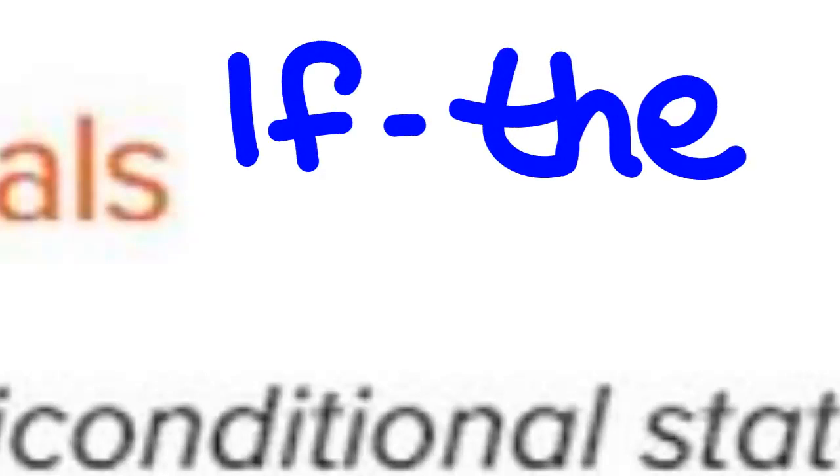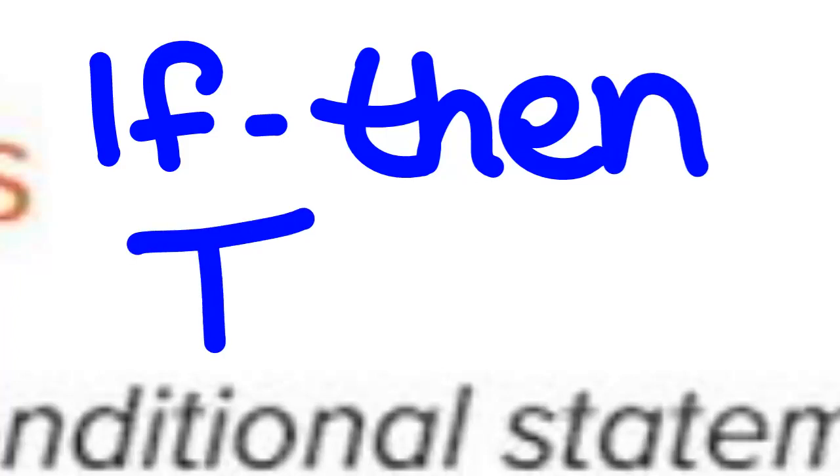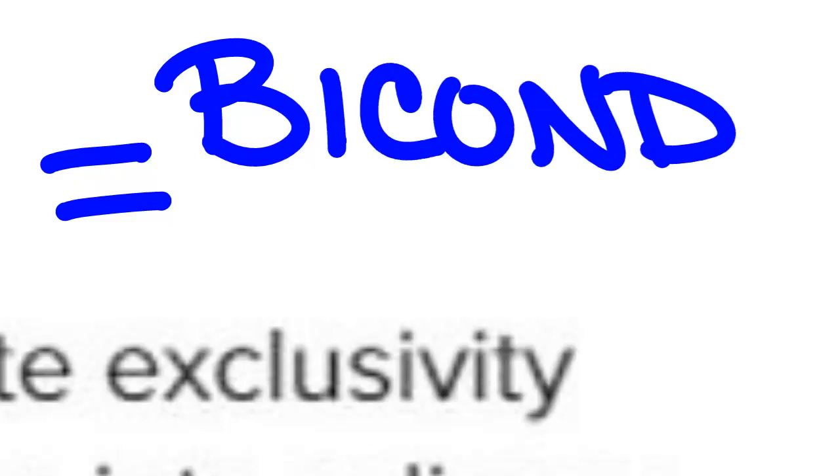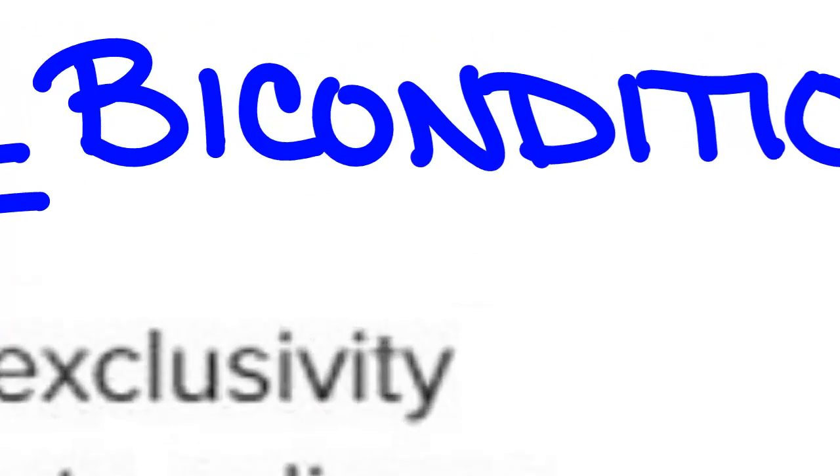So in order to write a biconditional, I need an if-then that is true, together with the converse being true. If both of those are true, then we can write the biconditional, which means writing an if and only if sentence.